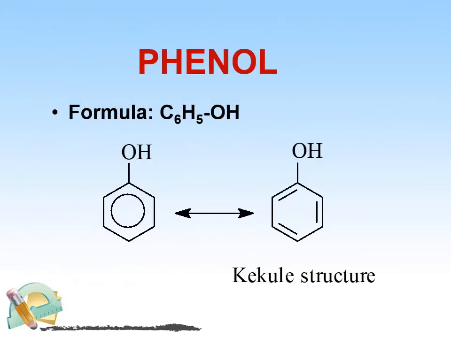Here is the general formula of phenol, C6H5OH. On the left side is the Pauling structure, where you have the circle inside the hexagon. But on the right side, there is the Kekulé structure, where we need to use this for mechanism of electrophilic substitution.